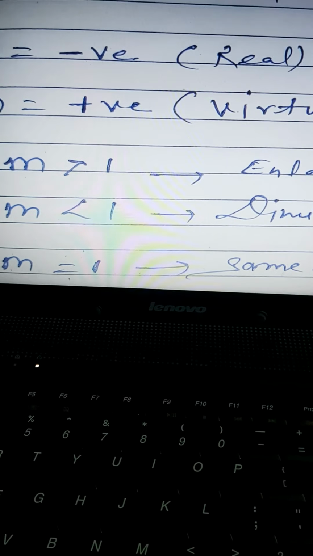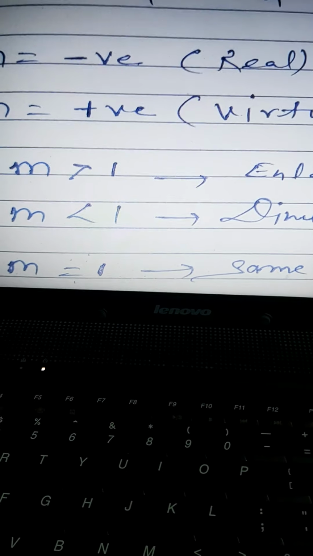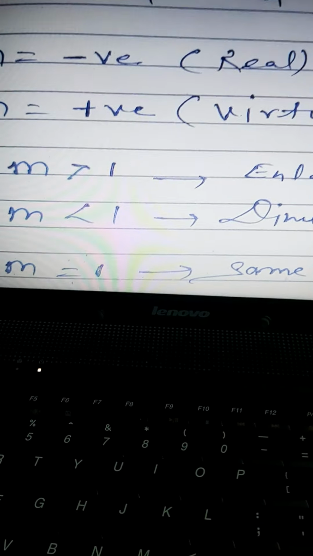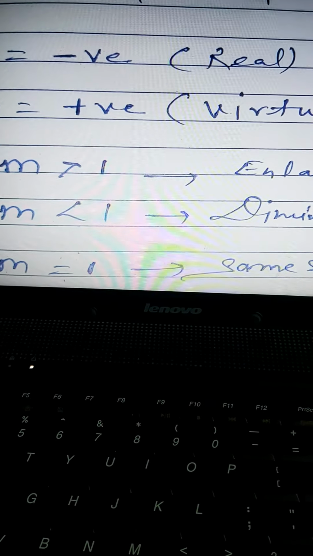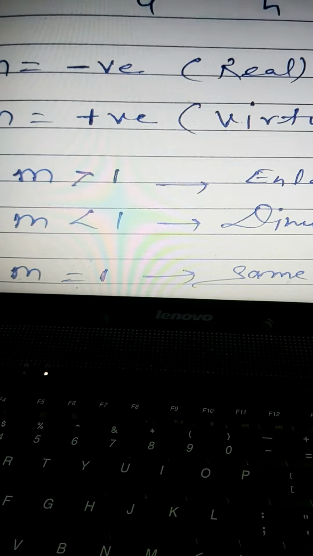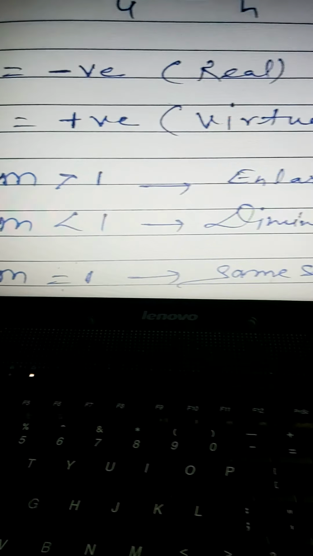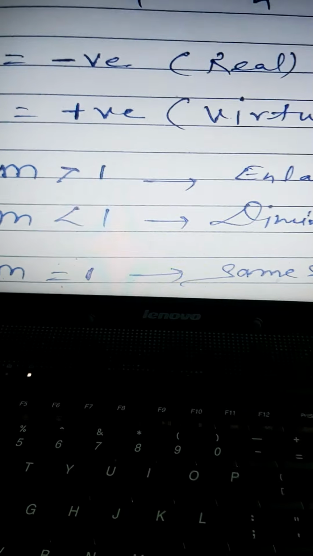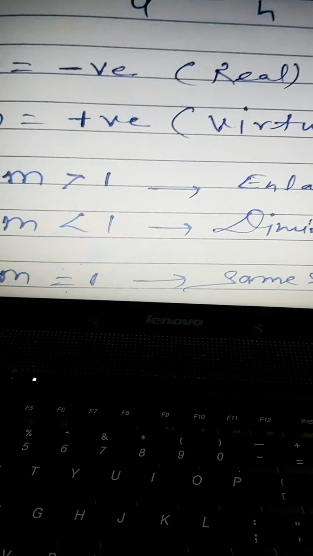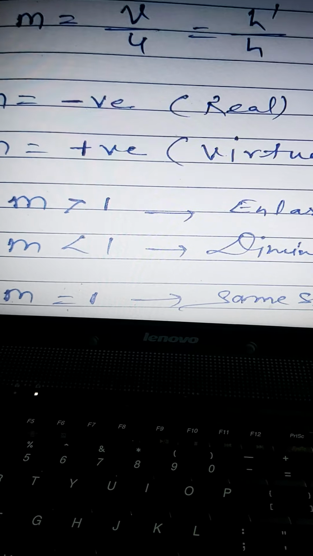For a concave lens, will magnification be positive or negative? Let me know that. So yes, we always know concave lenses always form a virtual image. Your magnification value for a concave lens will always be positive, for the virtual image.